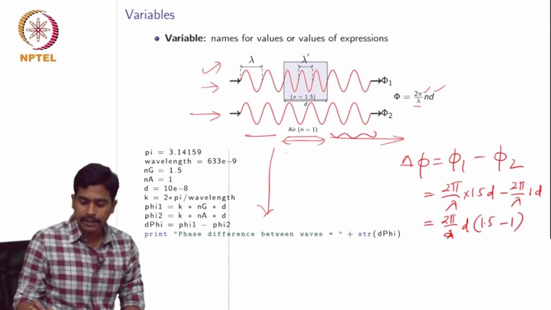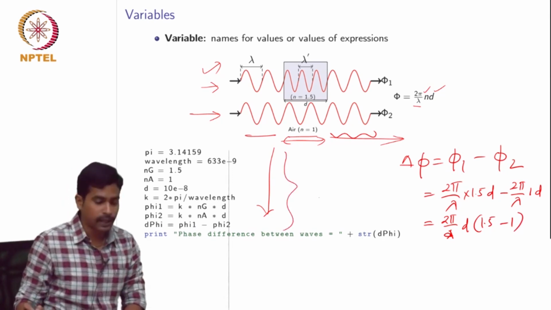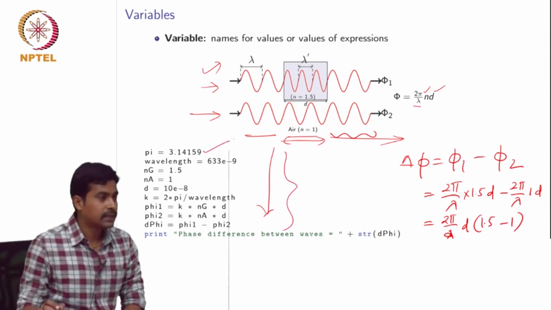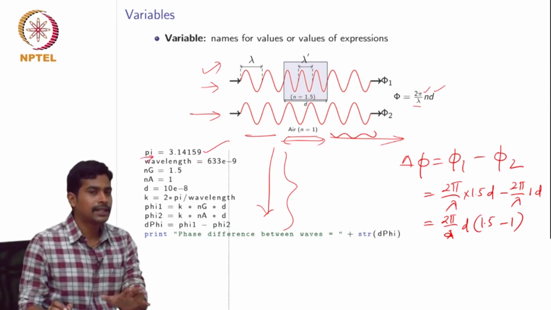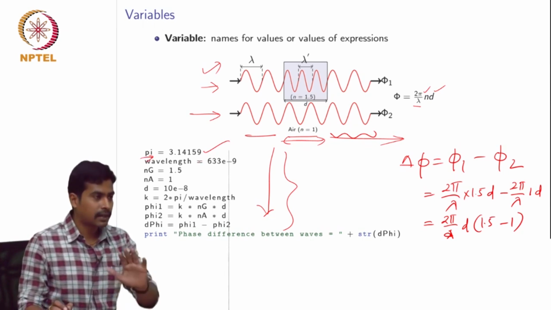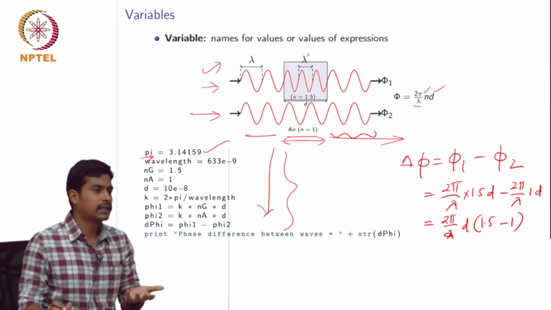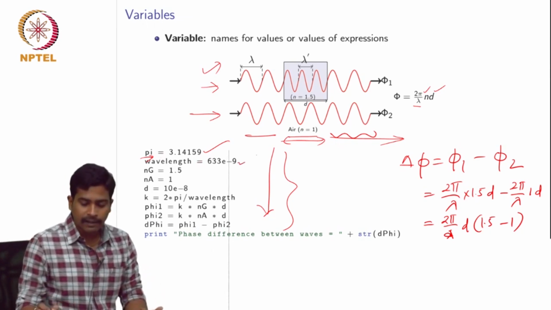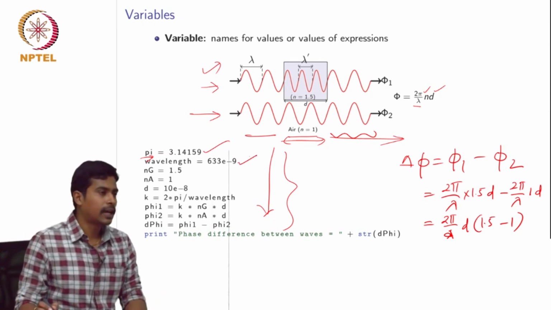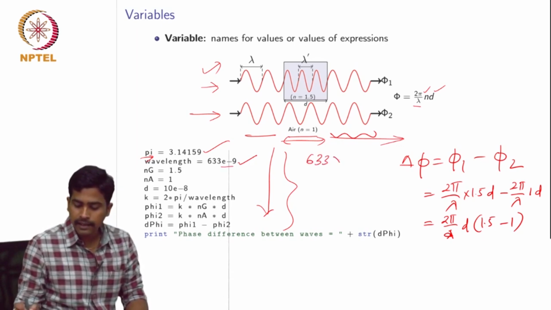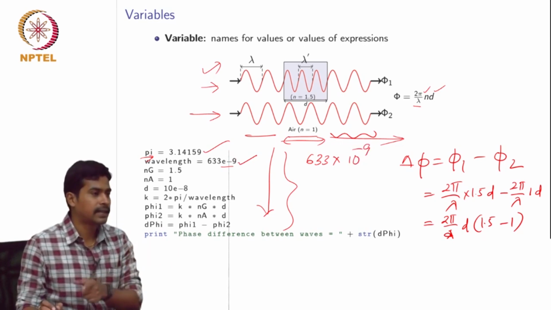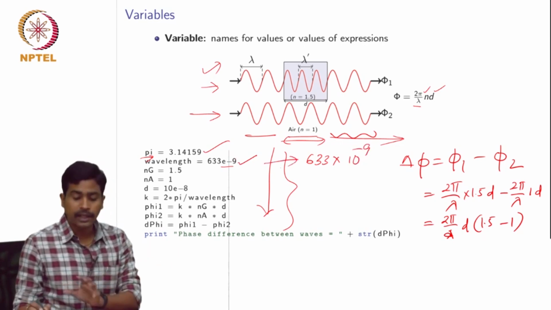This is the same thing I tried to write as a Python program. Here the pi value is assigned to a variable called pi, and we have not said whether it is an integer or float, because the Python interpreter will itself take care of that. By default pi is going to be a float type of variable. And the wavelength of light we are choosing as 633 nanometers. Instead of writing 633 times 10 to the power of minus 9, in Python we write 633e-9, which means 633 into 10 to the power of minus 9.